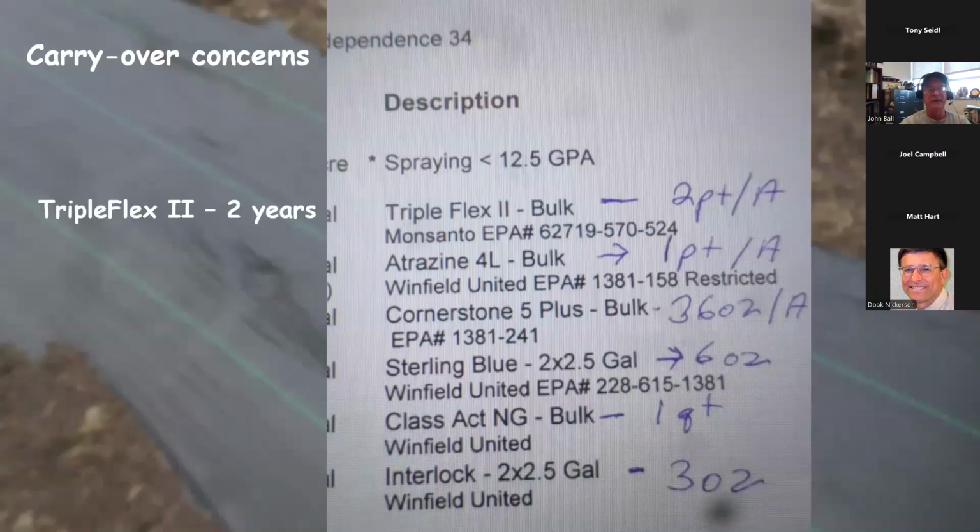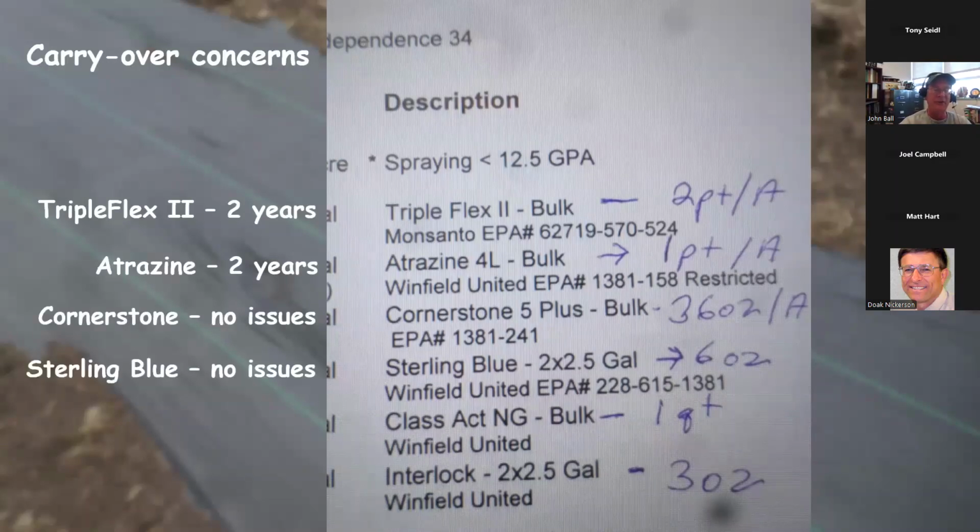They would take it. In this case, Triflex 2 years carryover. Atrazine 2 years. Cornerstone, no issue, and these are no issue because these are surfactants. But I've told conservation districts, and they're well aware of this. Biggest thing you want to get if somebody's planting a shelter belt, what chemical was used this year? What chemical was used last year? And that'll tell us what and when a new shelter belt can be planted.